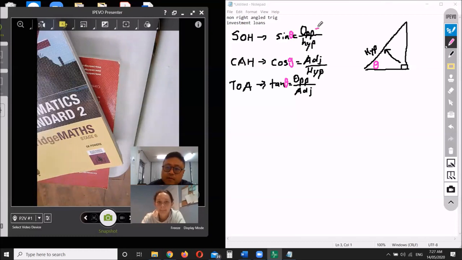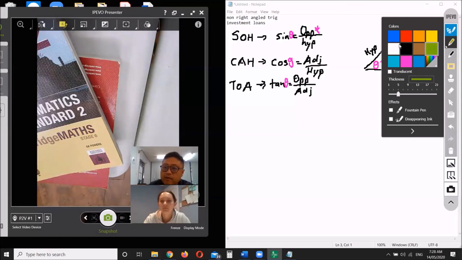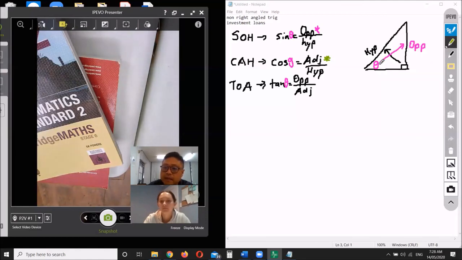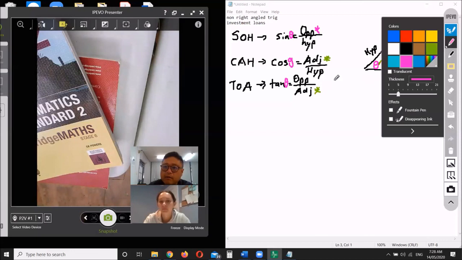Then there are the other two sides. There's the opposite side, which is directly across from the theta. And then the other one is our adjacent. Adjacent means next to, or neighbors with. It's neighboring the reference angle. So that's that one there, and that one there.